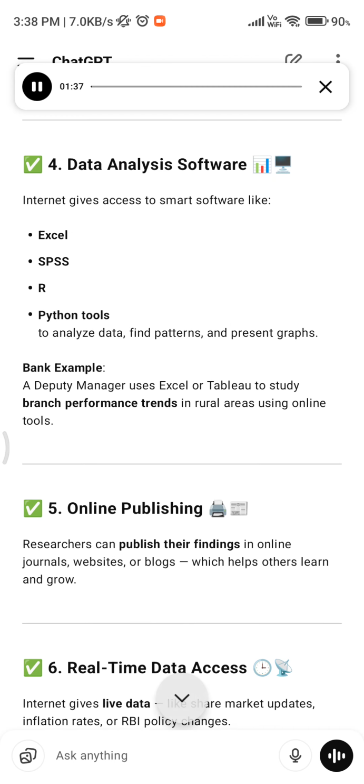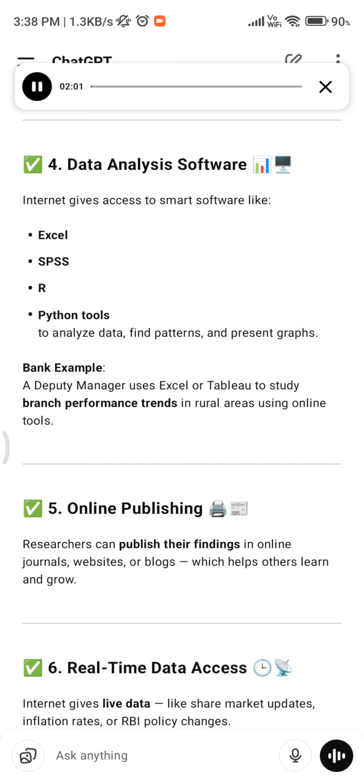4. Data analysis software. Internet gives access to smart software like Excel, SPSS, R, Python tools to analyze data, find patterns, and present graphs. Bank example: a deputy manager uses Excel or Tableau to study branch performance trends in rural areas using online tools.